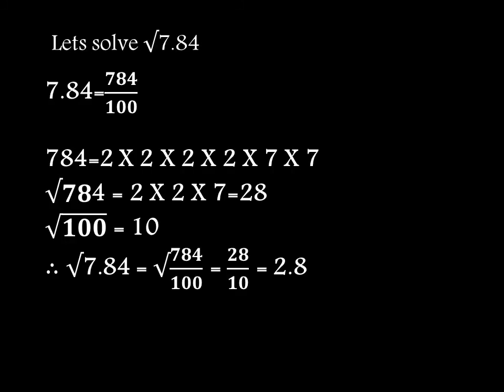Let's find the square root of 7.84. Like the previous sum, we need to break the numbers into their factors. We see that the square root of 7.84 is 2.8.